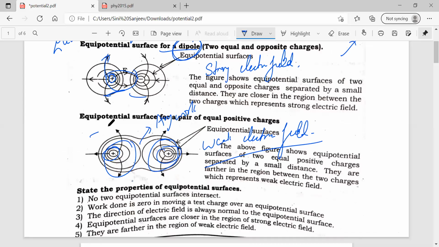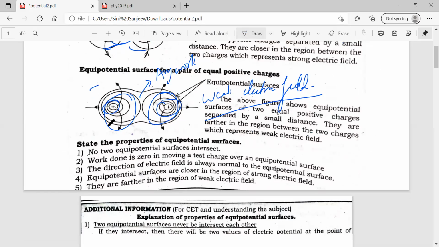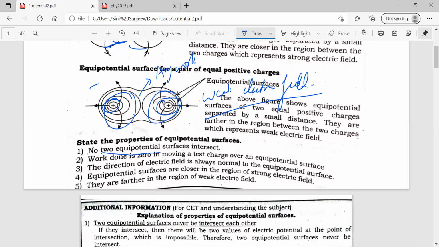Okay, and then there are some key points given below. No two equipotential surfaces intersect, work done is zero. So that's what I just told now. That is the most important thing. They are farther in the region of weak electric field. Plus and plus, weak electric field. Minus and minus, same charges, weak electric field. Different, in the sense plus or minus, it is different, so it is strong electric field. So like that we can remember.